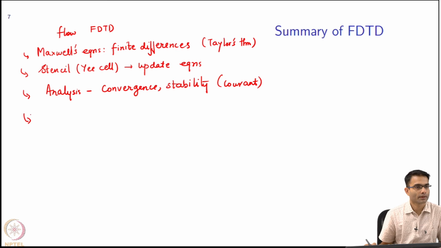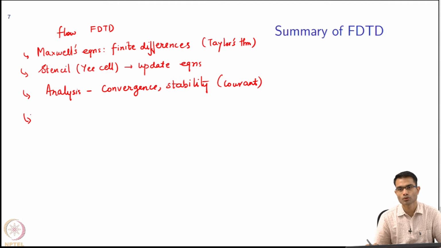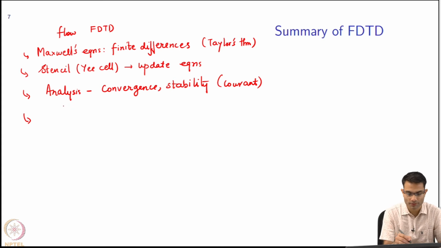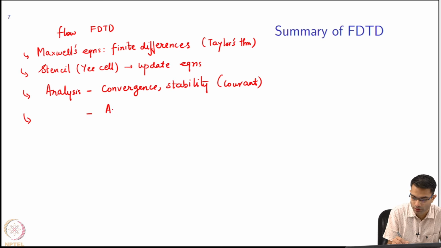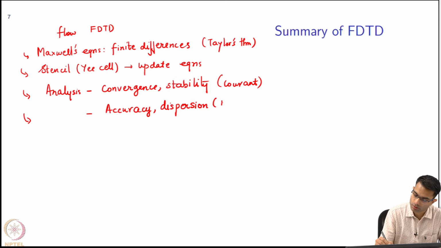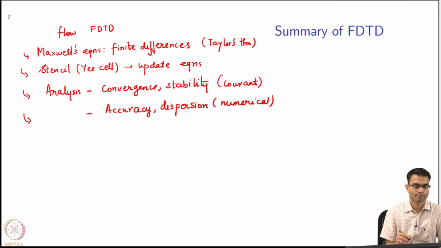After that, what did we look at? We assumed the Courant stability factor is being satisfied, still we found that solutions were not always accurate. What was that? Dispersion, right. So, we looked at analysis, we looked at accuracy, and in accuracy we looked at, for example, numerical dispersion.